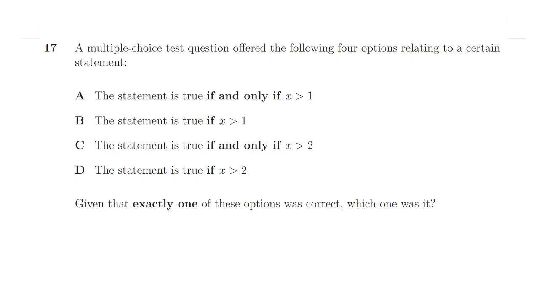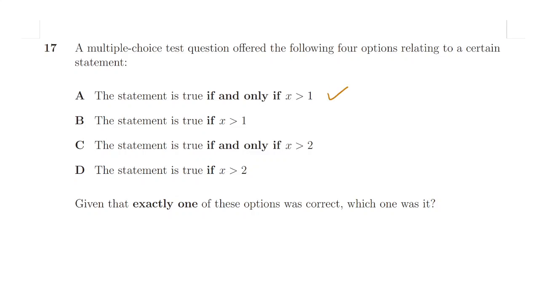Okay, so what's our strategy? What I'm thinking is that I'm just going to assume that each of them is correct at the start and then see what I can deduce from there. That's what I'm going to do. So, for example, let's say A is correct for now.